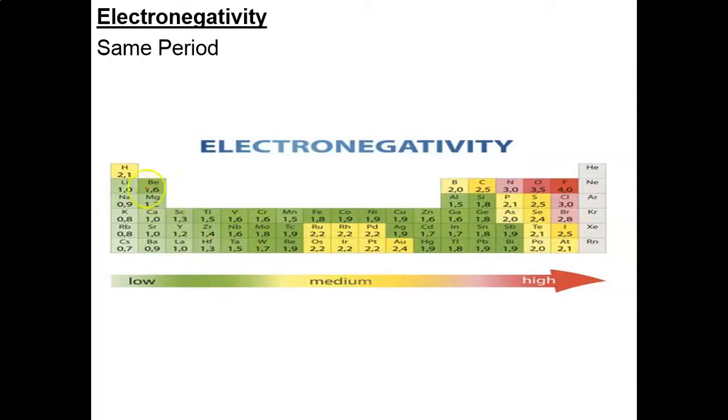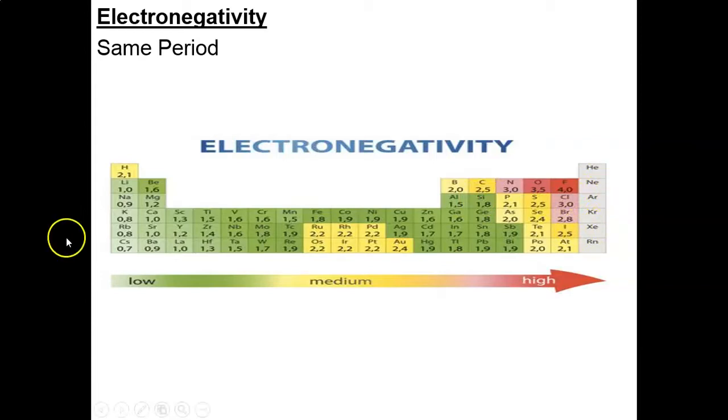Notice it goes up as you go to the right. Why does it increase? Because you're adding more protons. And that's all the way across. There is no anomaly like ionization. You notice this consistently goes up, up, up. There's no drop off like ionization energy between here and here. There's a drop off between Be and boron. Not happening with electronegativity. It's consistent.